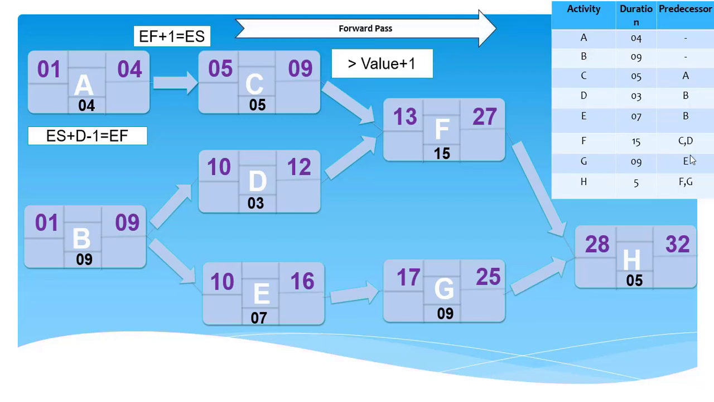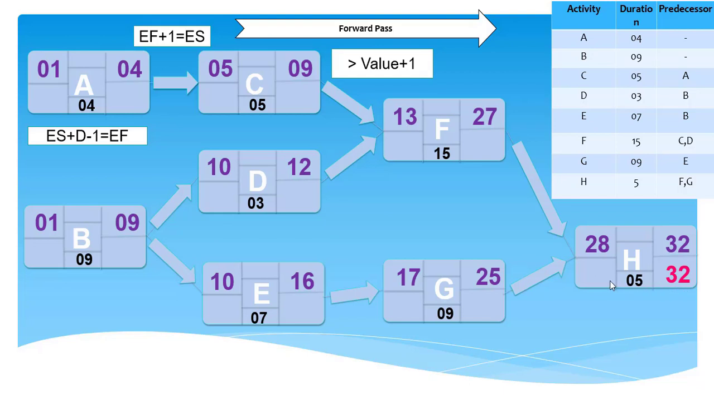Okay. Now we have to define late start and late finish of each activity. Let's suppose our client wants to finish this project on day 32. So what will be the late finish of this activity? Definitely it will be day 32. Now we have to do everything in reverse order.